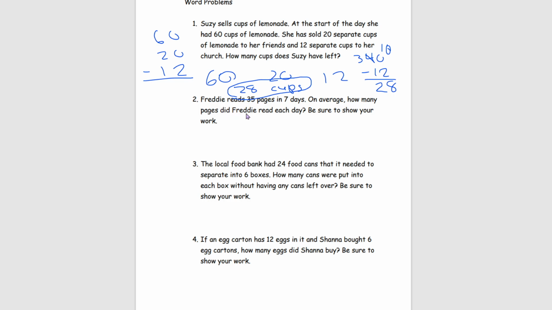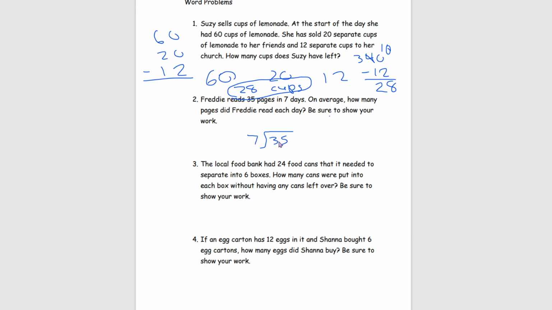For number 2, Freddie reads 35 pages in 7 days. On average, how many pages did Freddie read each day? Be sure to show your work. Alright, so to show our work, we're going to write down what we know. Since Freddie reads 35 pages in 7 days, we know that he reads 35 pages in total, and he reads them throughout 7 days, meaning we have to find out how many pages he read per day. To find this out, we're going to do 35 divided by 7.